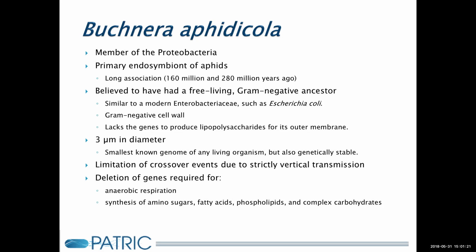We're going to look at the protein families centered mainly on Buchnera aphidicola. It's a proteobacterium. What's interesting about these is that they're endosymbionts of aphids, and they think that there's been a really long association between this bacterium and its aphid hosts, somewhere between 160 million and 280 million years. Their closest relatives are the Enterobacteriaceae, which includes things like E. coli, for those of you who don't know that.